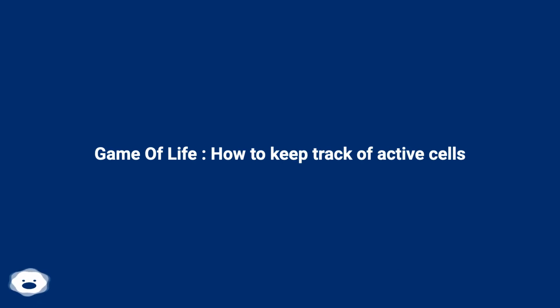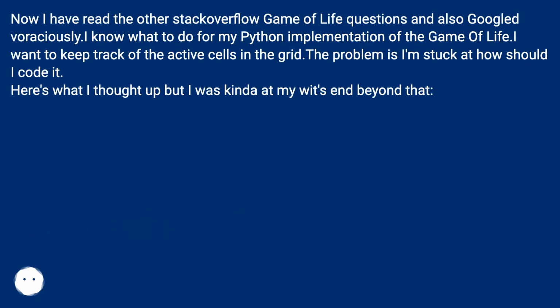Game of Life, how to keep track of active cells. Now I have read the other Stack Overflow Game of Life questions and also googled voraciously. I know what to do for my Python implementation of the Game of Life. I want to keep track of the active cells in the grid. The problem is I'm stuck at how I should code it. Here's what I thought up, but I was kinda at my wit's end beyond that.